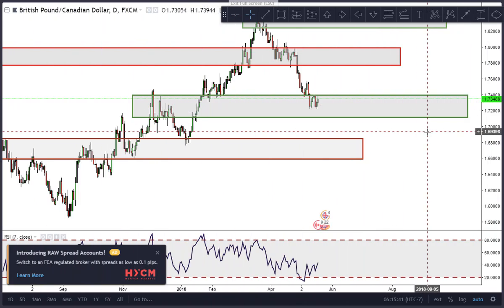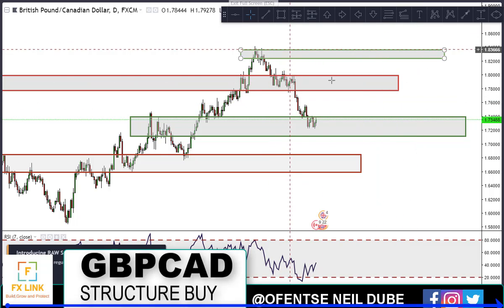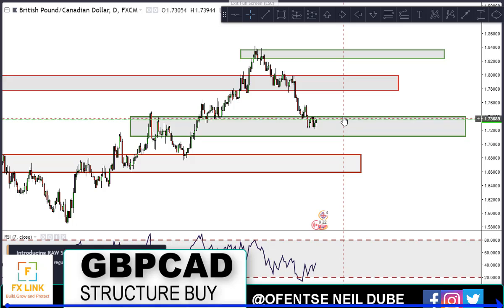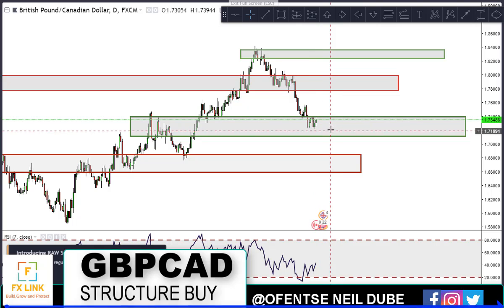The next pair is the pound CAD. And as you can see, I've already drawn my kill zone around 174 and around 171. This is where I've leveled out my kill zone. This is where I expect price action to give me a push.